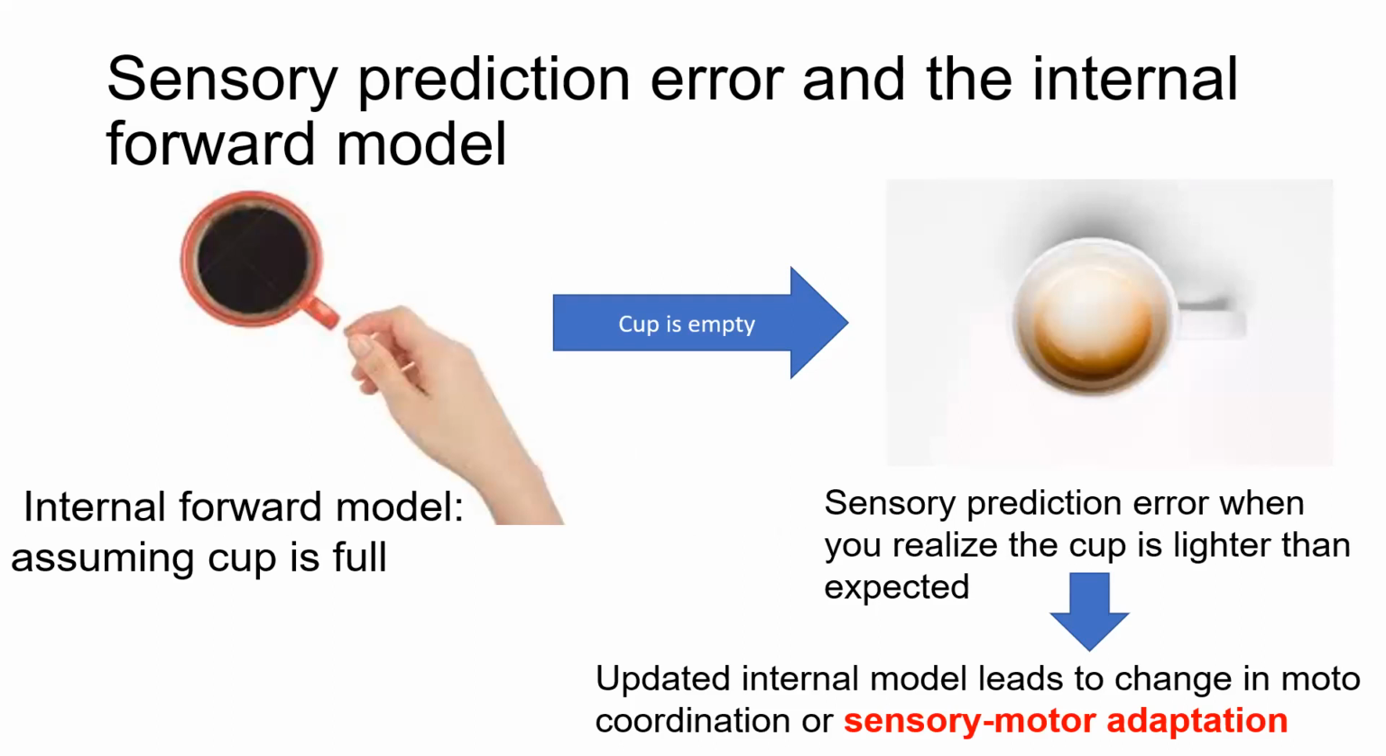Just to drive this point home, let's say you reach out to pick up what you assume is a full cup of coffee. However, over the course of the day, all the coffee has been drunk, and when you actually pick up the cup, the cerebellum realizes it's recruited too many muscles for the task and dials back the lifting action in the hand, which is, again, a basic example of sensory motor adaptation.